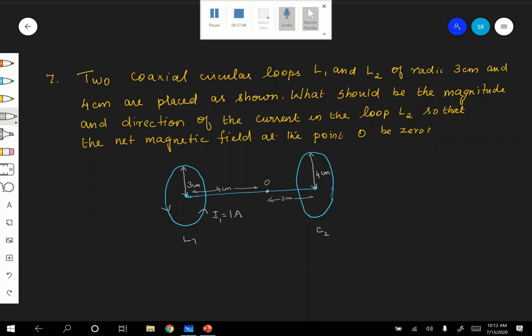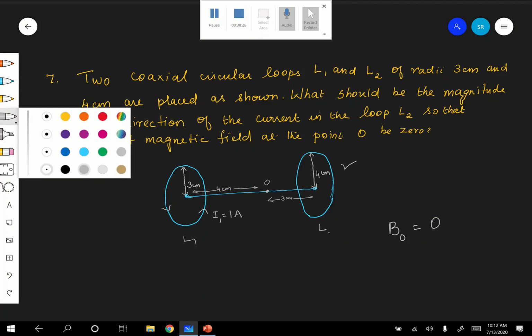Two coaxial circular loops L1 and L2 of radii 3 cm and 4 cm are placed as shown. What should be the magnitude and direction of the current in the loop L2 so that the net magnetic field at the point O is 0? Therefore BO should be equal to 0. Therefore, what should be the direction of the current in L2? Given L1 and L2. Okay, it is L2.